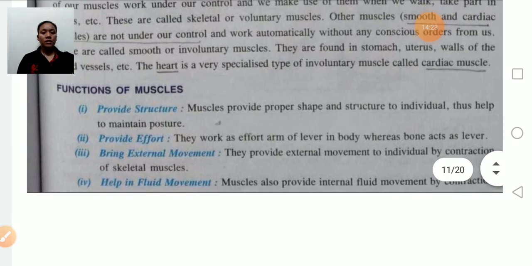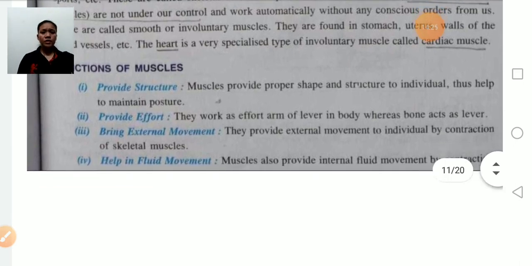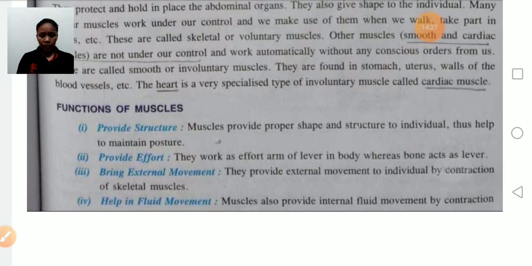Function. What are the functions of muscle? The first is to provide structure. Just like bones, muscles provide proper shape and structure to the individual, and they also help in maintaining posture.